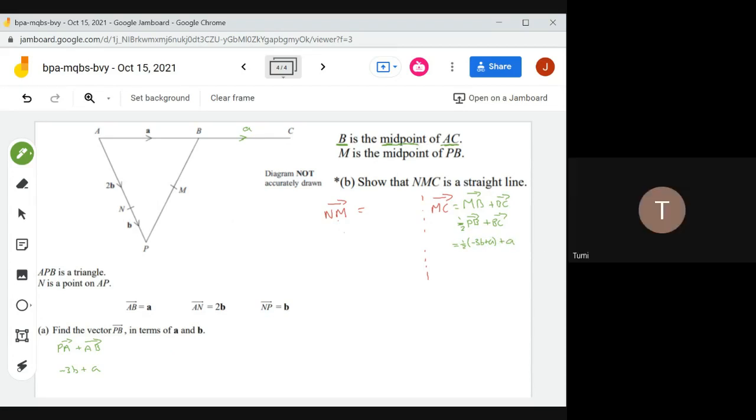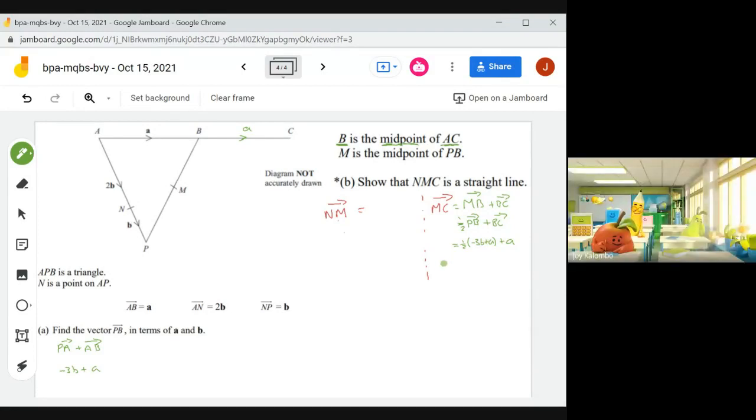Would it be minus 3 over 2 of B and 3A over 2? I mean 3 over 2 of A. That sounds good. So we have minus 3 over 2B plus a half A plus another A. So we've got minus 3 over 2B plus a half A plus 1A, which is 1.5, which is 3 over 2A, indeed.